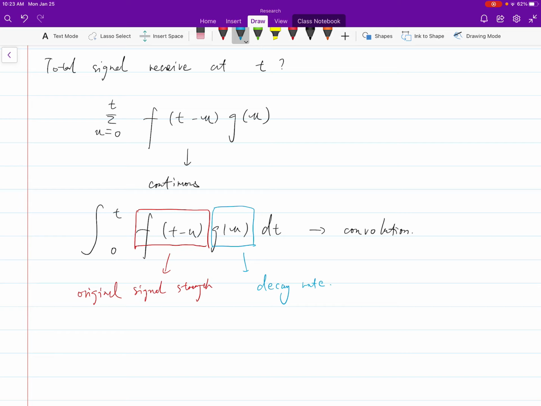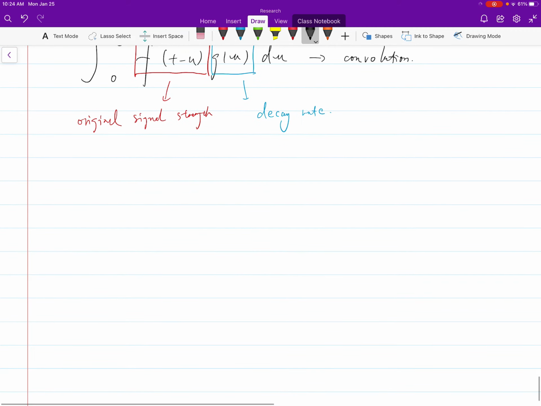So you have this nice symmetric property. The earlier the signal, the bigger the decay, which means you need to take a later value in your decay rate. The more recent your signal, the smaller the decay, which means you need to take an earlier value of your g(u). And because it's exactly symmetric, you can also think about this one as a signal and the other one as a decay. So either way, it works because it's symmetric. F convolved with G is the same as G convolved with F. Okay, so now if you go back and try to think about what's going on here, it becomes interesting.